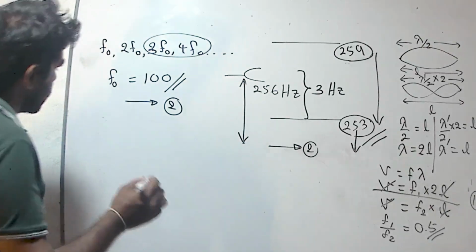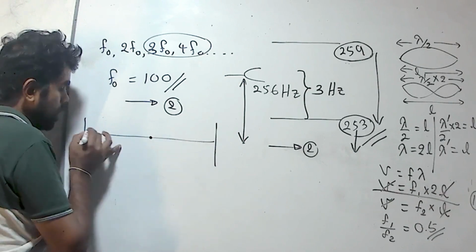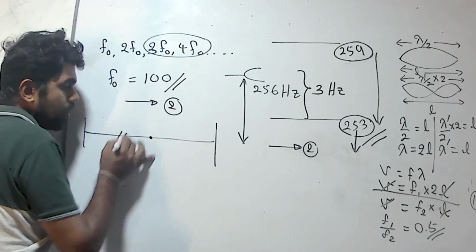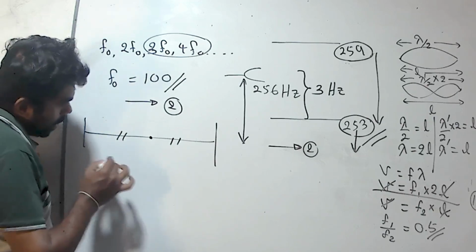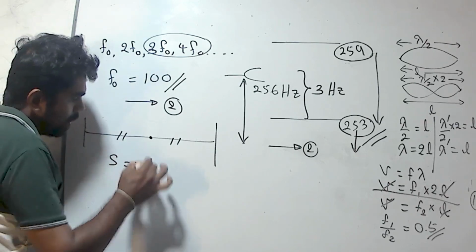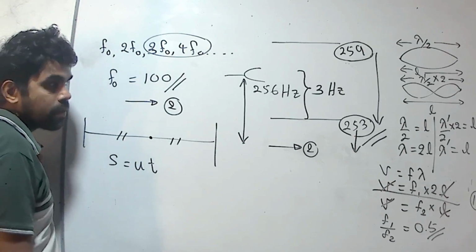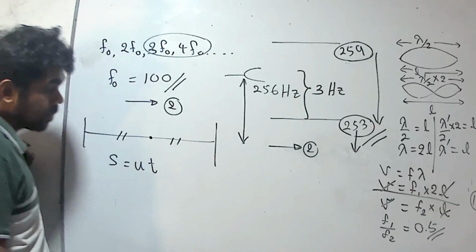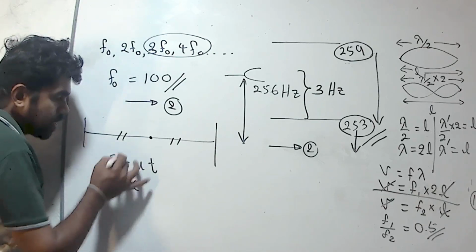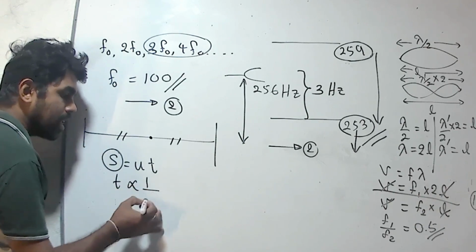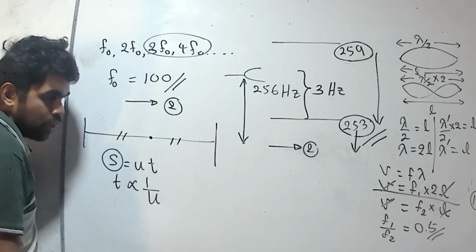For both pulses, there is the same distance to pass to this midpoint. We can use S equals UT for the two pulses. Then we know that time is distance over velocity. Time is inversely proportional to velocity of the pulse. U means velocity of the pulse.